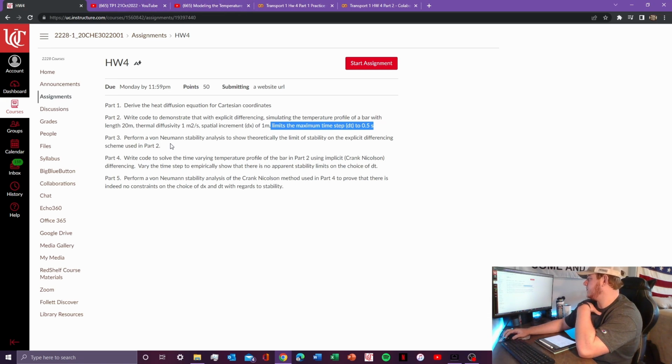So in the next part, we'll perform a von Neumann stability analysis to show theoretically the limit of stability on the explicit differencing scheme used in part 2.